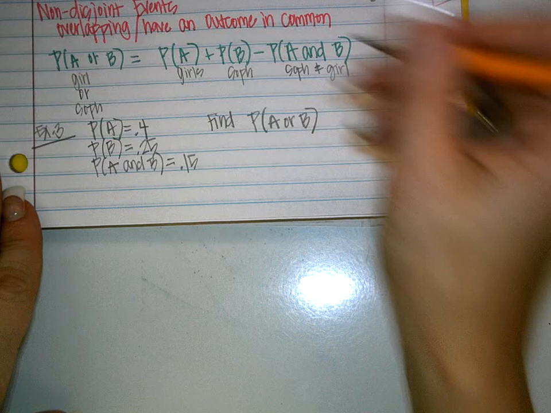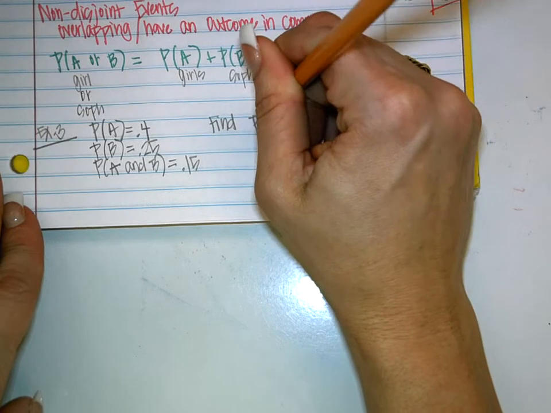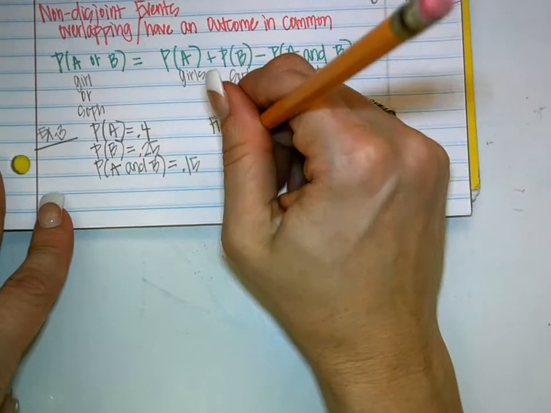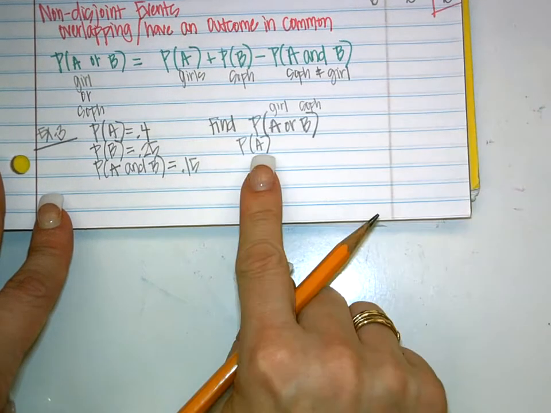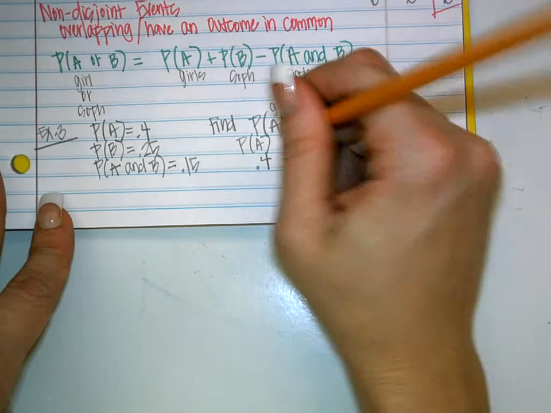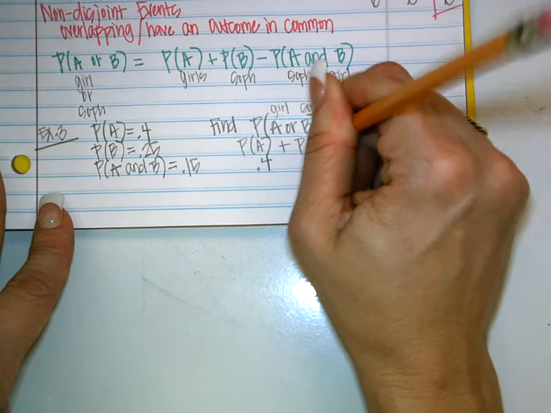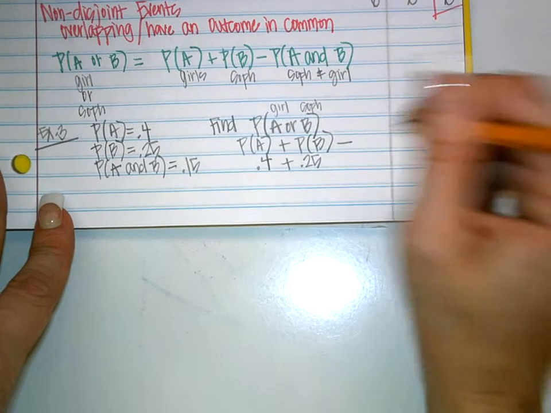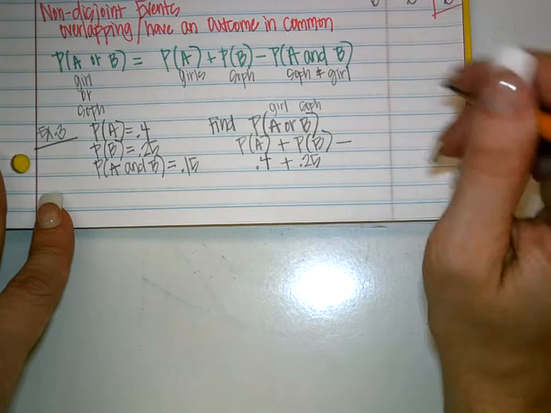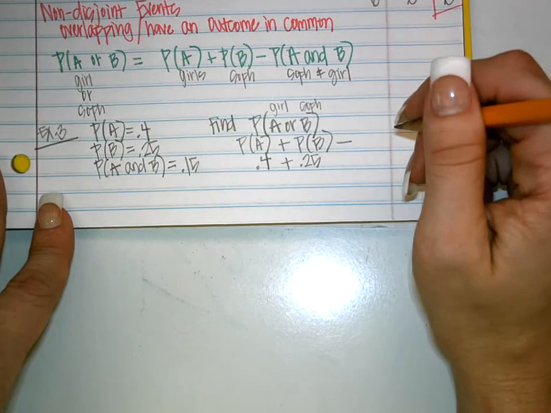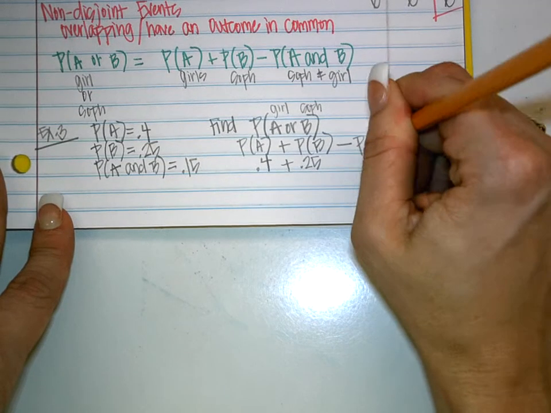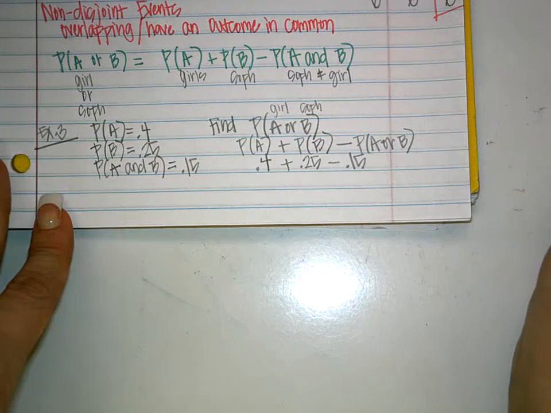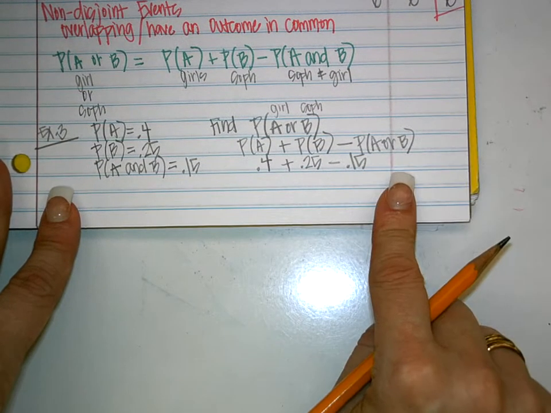So this is like finding the probability of picking a girl or picking a sophomore. What you'd have to do is plug in the probability of picking a girl, which we said, the probability of A, was 0.4. Add to that the probability of B, so the probability of picking a sophomore, and we said that was 0.25, but subtract out the people that I double counted. How many people did I double count? The probability of A and B was 0.15.